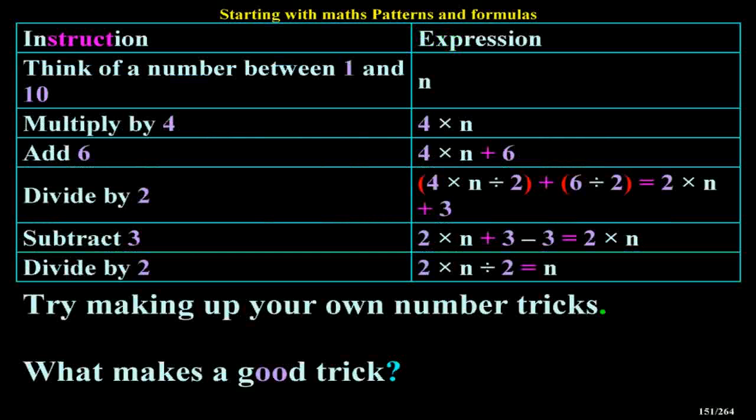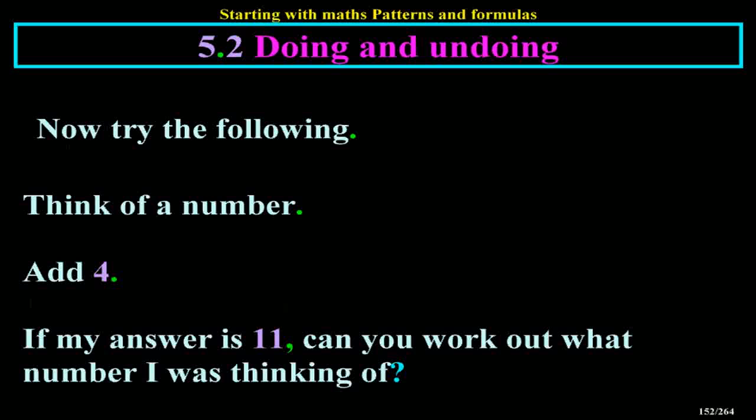Try making up your own number tricks. What makes a good trick? 5.2 Doing and undoing.